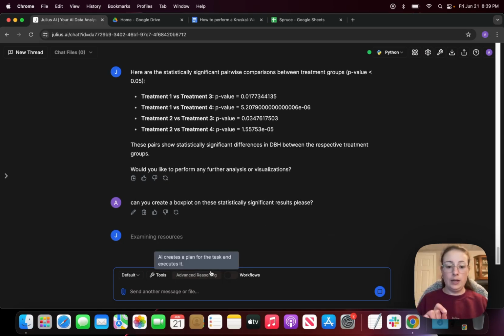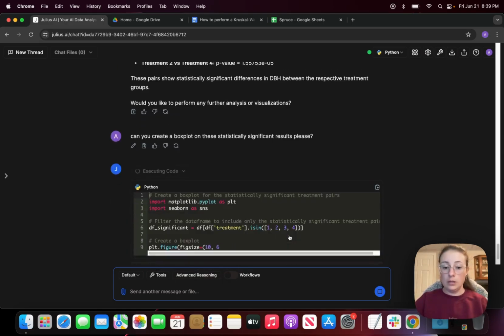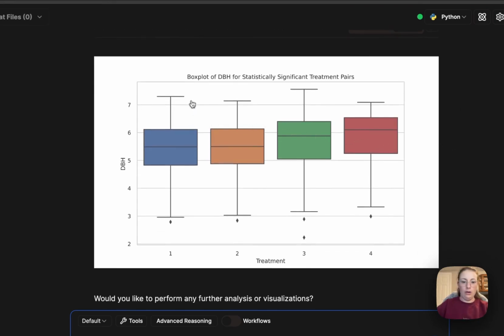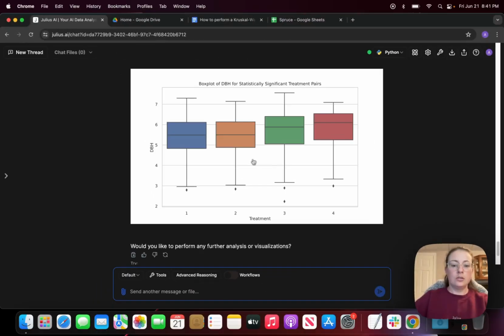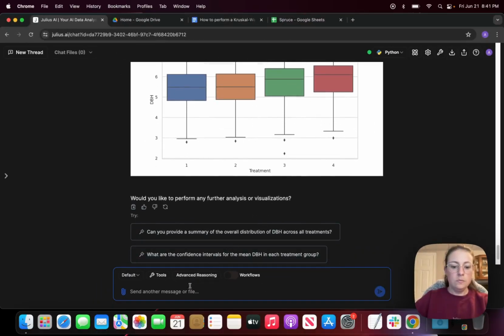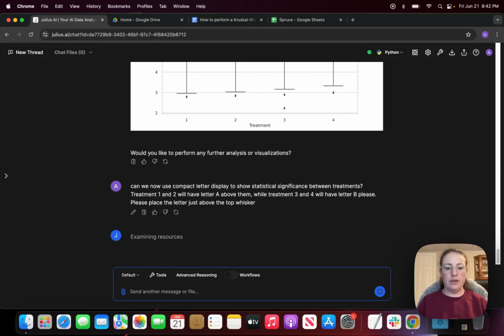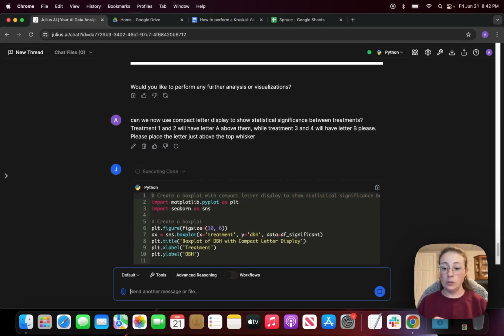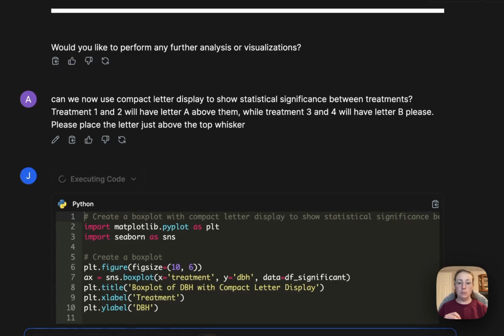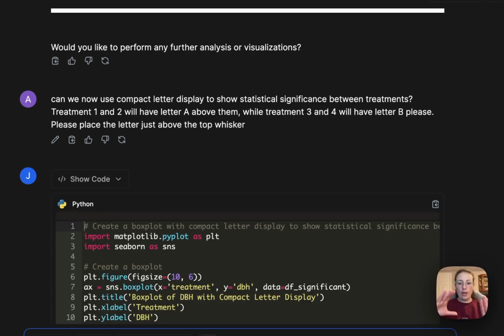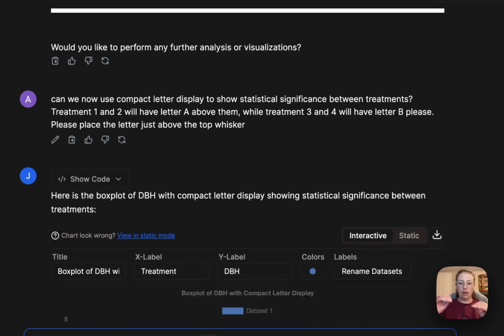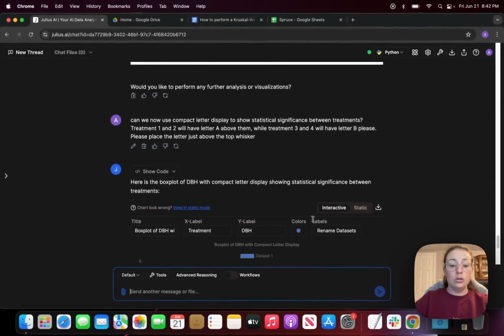So first I'm going to ask Julius just to create a normal box plot. This brings up our data set here in treatment and the DBH. So what I'm going to tell Julius to do is add these letters in. I'm just specifying where I want this lettering to be as well, because sometimes it may place it outside of the plot area. So just by having it format it where it's just above that high interquartile range, it should look nice.